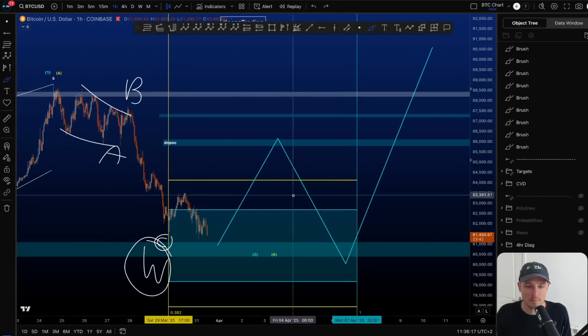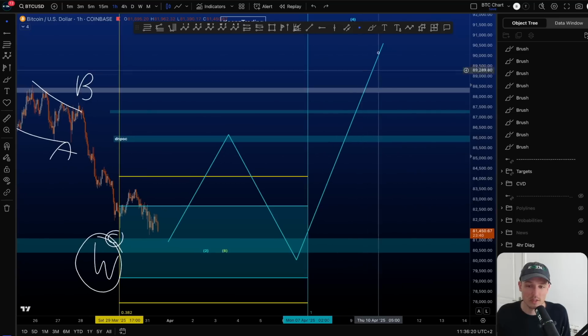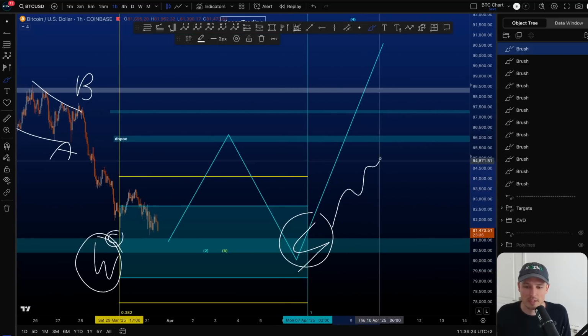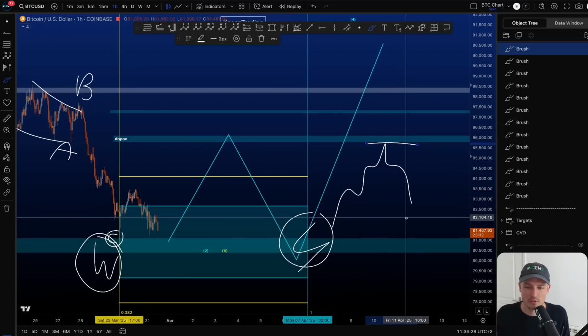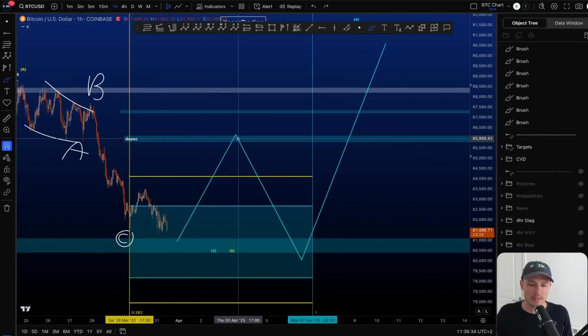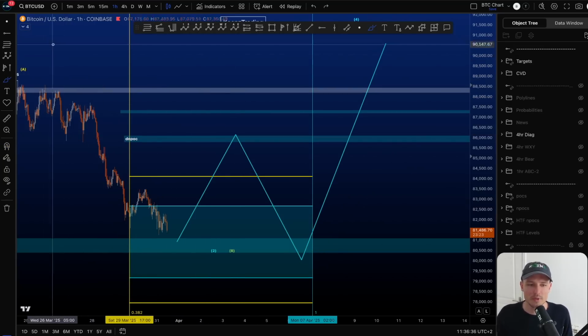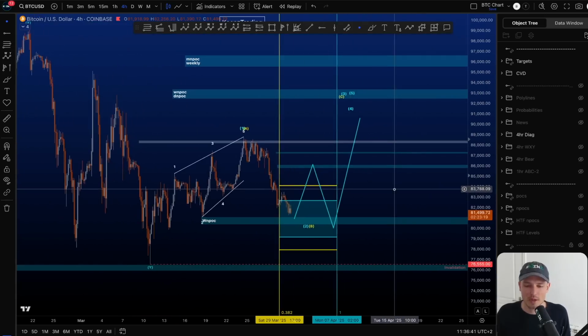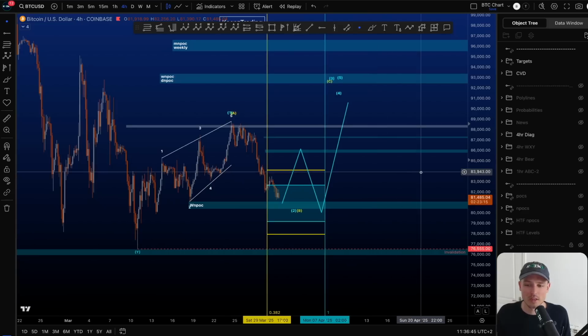So after a WXY, which is going to take some time, and Y is finished, you then still, again, need an impulse up, 3-wave correction down, and that is the moment we're going to look for price to take out this high with the potential of taking those highs over here at 88.8K. So also in this case, a lot still needs to happen for the bulls to get the higher probabilities. It's not impossible. We just need to have a lot more information and give it a lot more time.